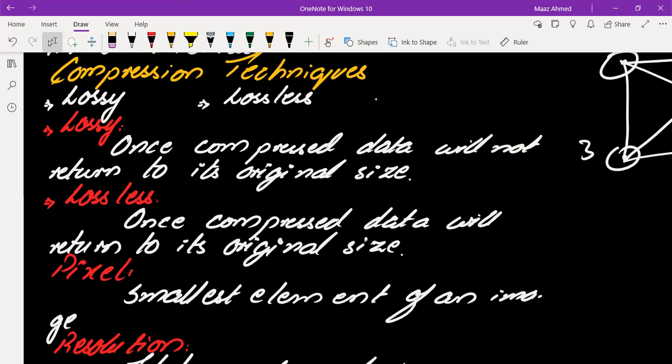But lossless is something where, if you shrink any of the data, it can return back to its original size. For example, you may say RAR files. We are making WinRAR or RAR files. So these are basically known as the lossless compression techniques. Am I clear till over here?